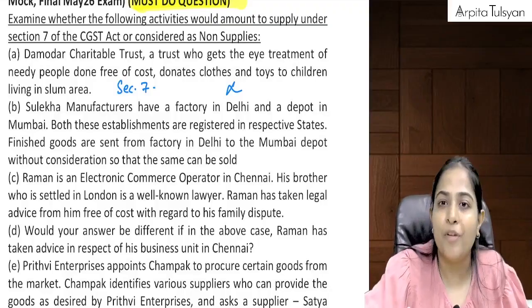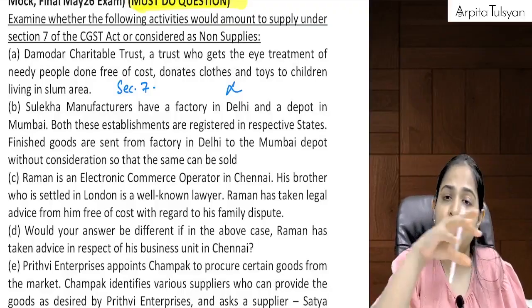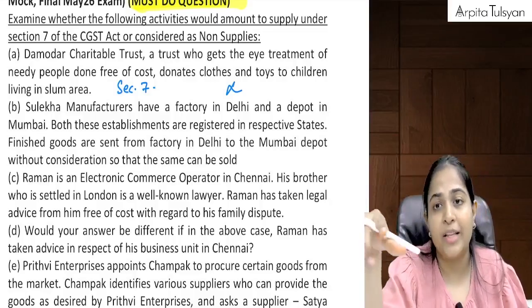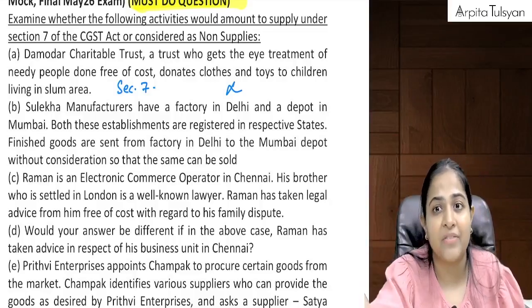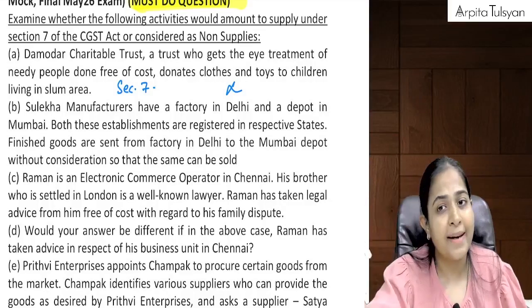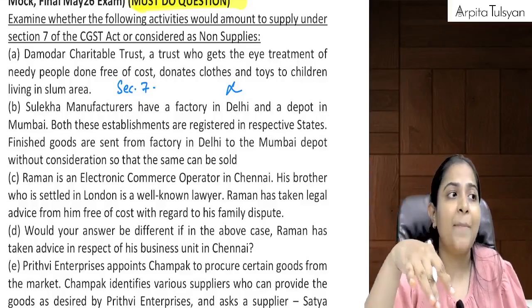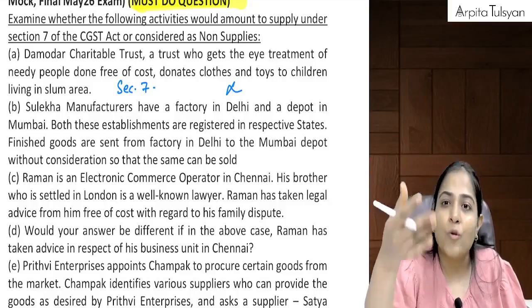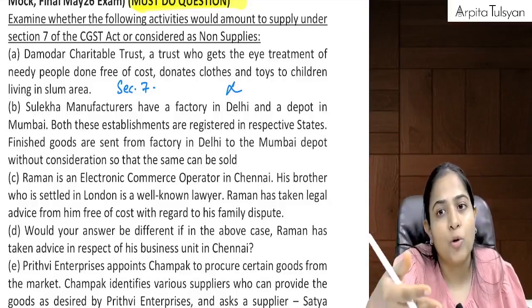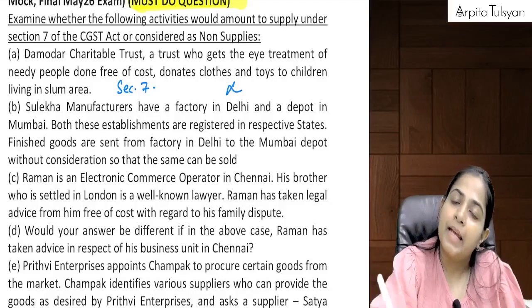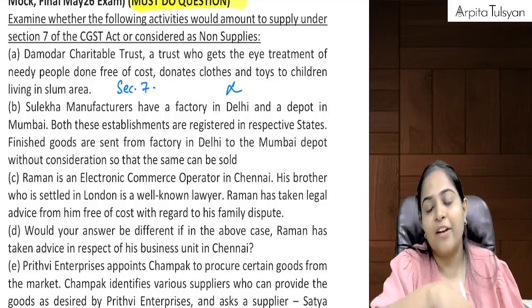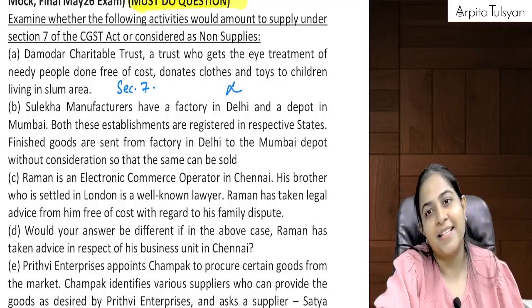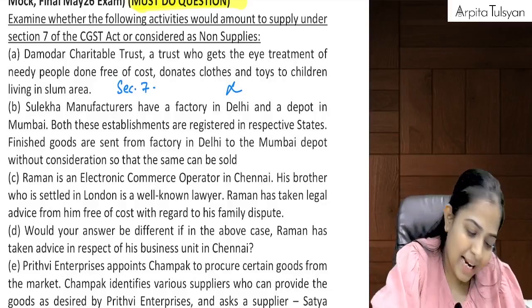Ma'am, how do we present the answer? So the first paragraph has to be your provision, the one that we discussed as per section 7(1)(a) of the CGST Act. The second paragraph has to be: in the above case, there is no consideration involved and it is not done in the course or furtherance of business, and therefore the above transaction cannot be considered as a supply. This has to be the format of your answer.